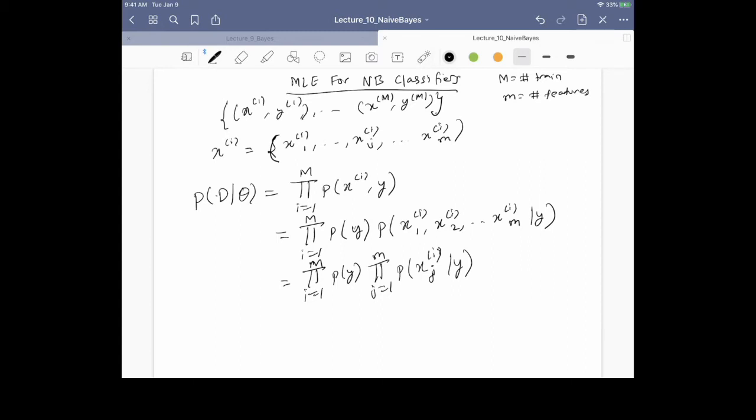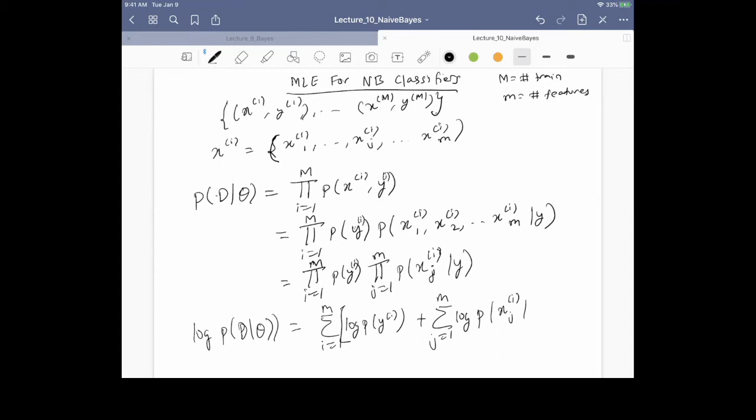And then what I do is I take the log on both sides, right? So this is log of P of D given theta. This will be the sum of i from 1 to M. And this is, by the way, y_i actually. Sorry about that. So this is log of P of y_i plus, okay, this is a little bit more involved, but I just want to give the main intuition of how this is done. So this is over the features.